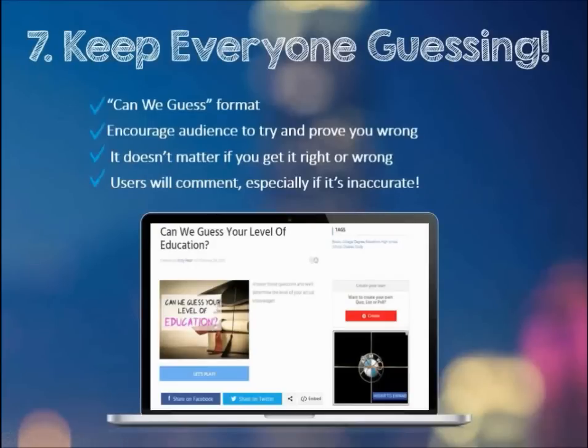Number 7, keep everyone guessing. So what do we mean by that? Basically, we'd like to highlight the "can we guess" format here. The really cool thing about this format is that from the very beginning, you have created a reaction within your audience by making people wonder if you're actually going to be able to guess something about them. You're creating that instant emotion that we've been speaking about.